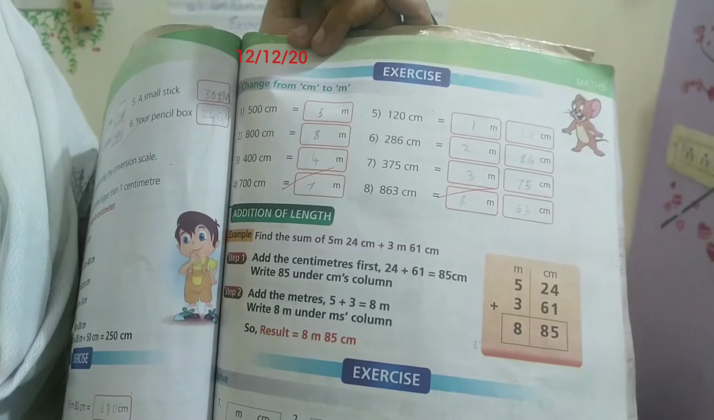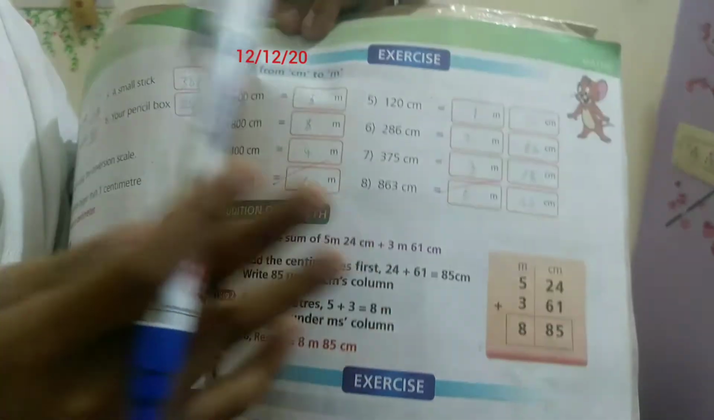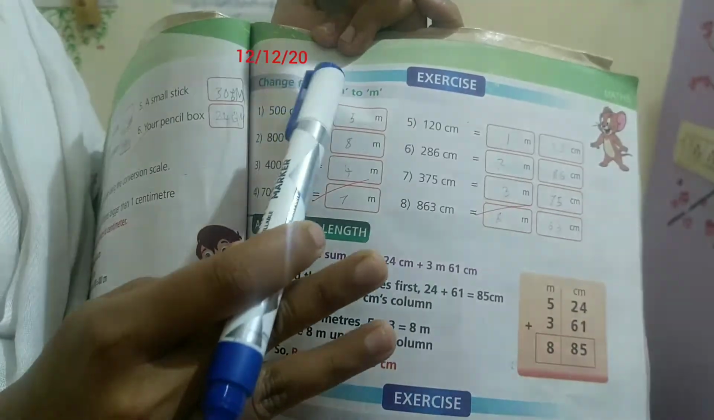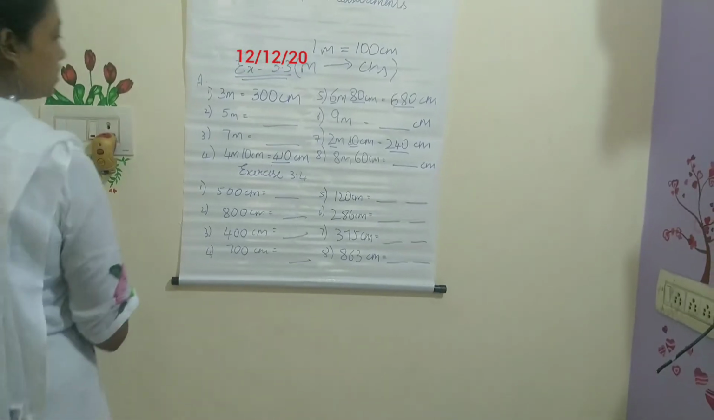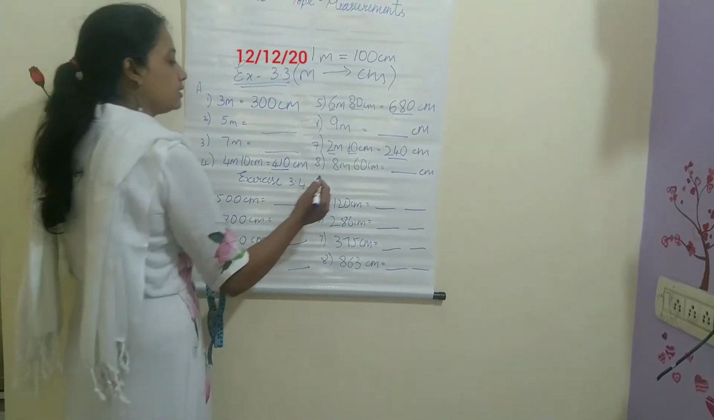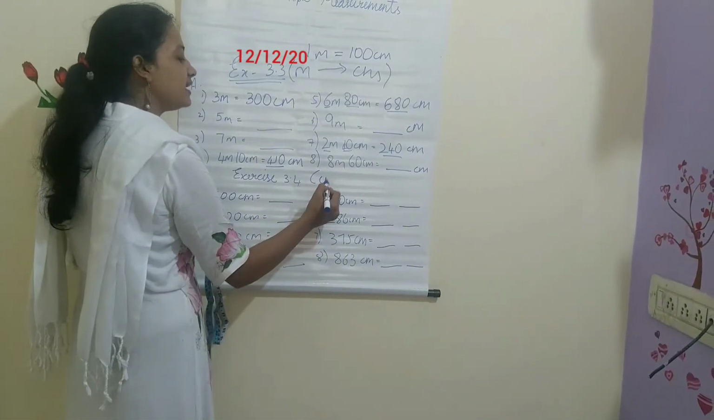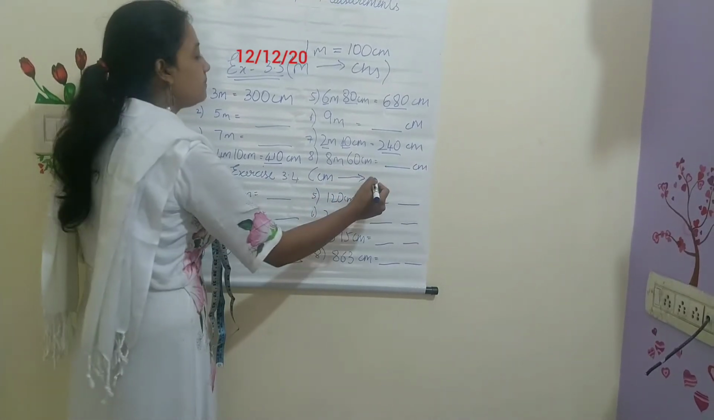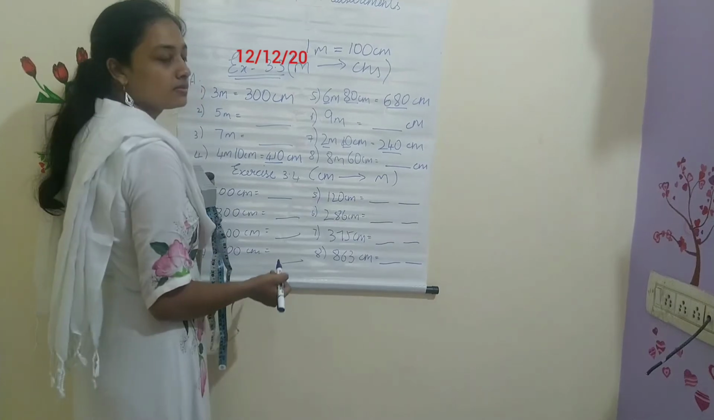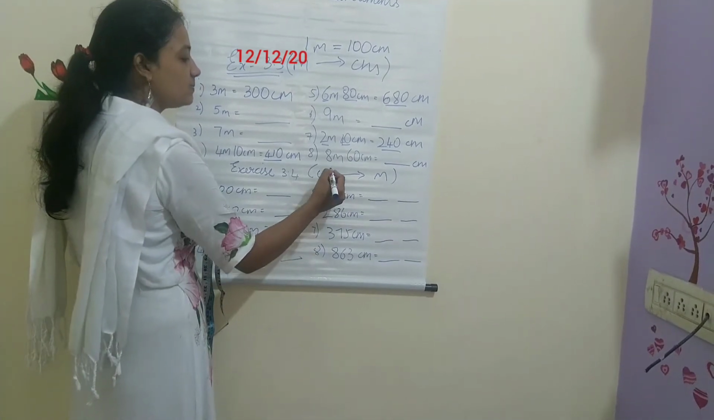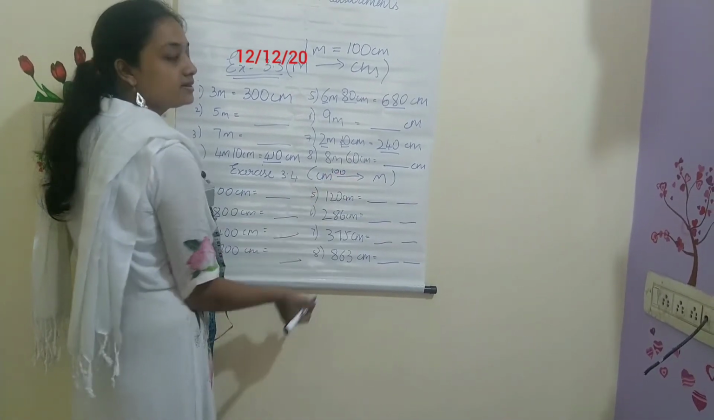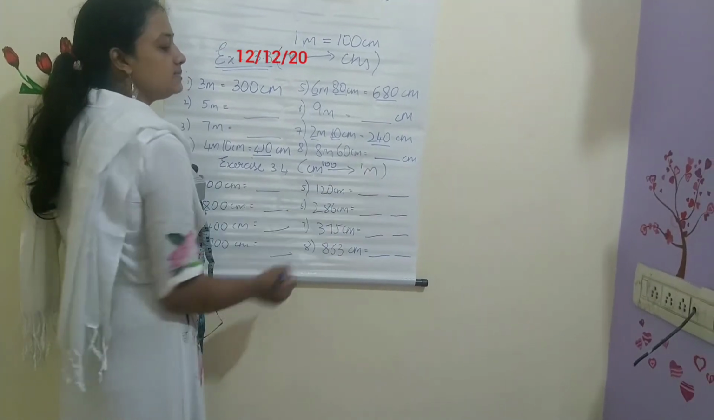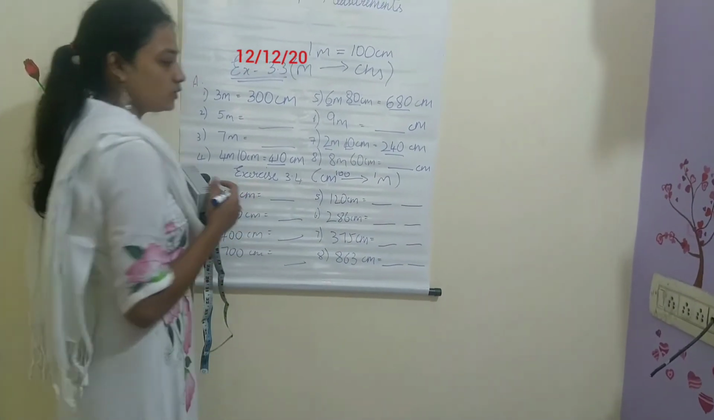In page number 93, go to exercise 3.4. Here, change from centimeters to meters. So what should we do here? They have given us in centimeters. We have to change it into meters. So let us write the relationship. 100 centimeters is equal to 1 meter. So let us see how to do that.